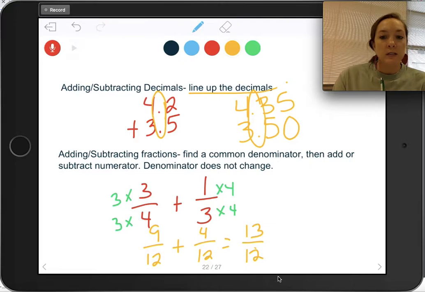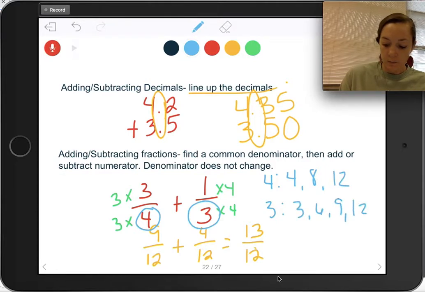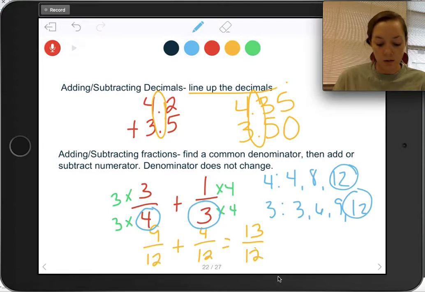For fractions, we're going to find a common denominator and then add or subtract our numerators. Our denominator won't change once we add or subtract. The example I have here is 3/4 plus 1/3. We have to figure out a number that is a common multiple of 4 and 3. I could do two things. I could list out my multiples of 4 and 3: 4, 8, 12; 3, 6, 9, 12. I know that 12 is the least common multiple. Or another easy way to do this is to multiply the two numbers, and you get 12 for that too.